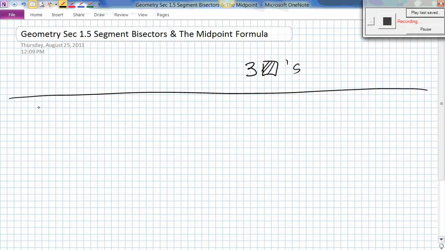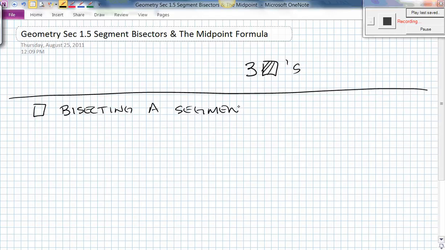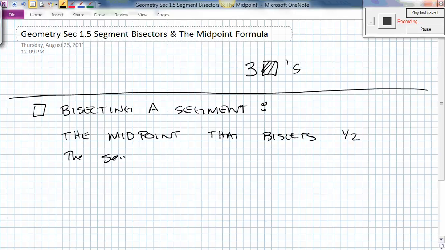Okay, so this idea of bisecting a segment. Bisecting a segment is the midpoint that bisects, half the segment, into two congruent segments.